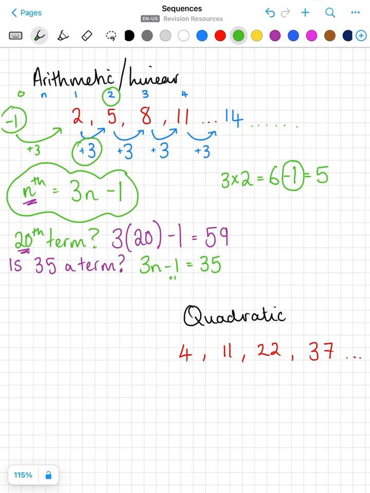So we add 1 to both sides. That leaves us with 3n equals 36. Divide by 3, n equals 12. It's a whole number. So yes, 35 is actually the 12th term in this sequence.